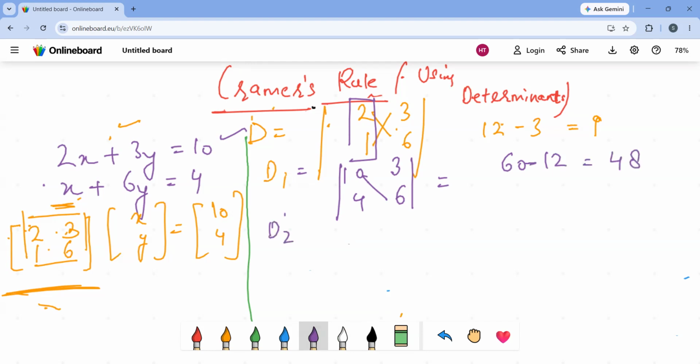Now we'll find D2. For D2, we have to change the second column of the main matrix, in the form of a determinant. It is again with the right hand side part only, and that will be equal to 8 minus 10, that is equal to minus 2.